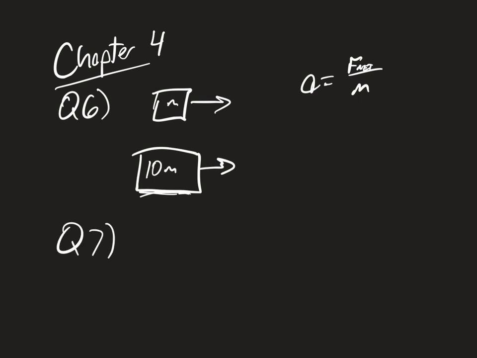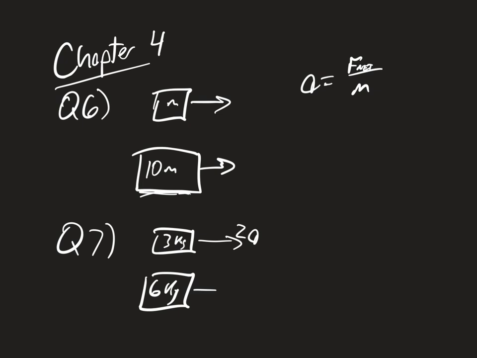Q7. A 3 kilogram block is observed to accelerate at a rate twice that of a 6 kilogram block. So again, we have two blocks. We have 3 kilogram and we have 6 kilogram. And this one has an acceleration that is twice as big. So if the acceleration of the bigger block is a, then the acceleration of the smaller block would be 2a.